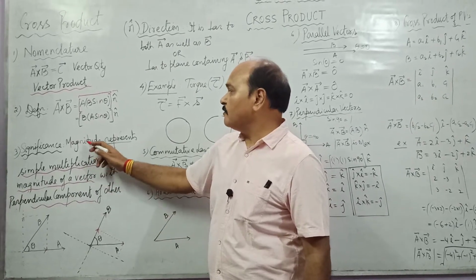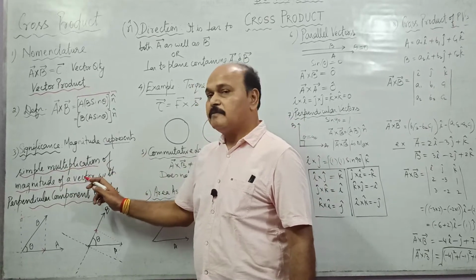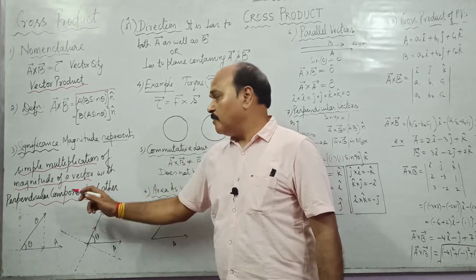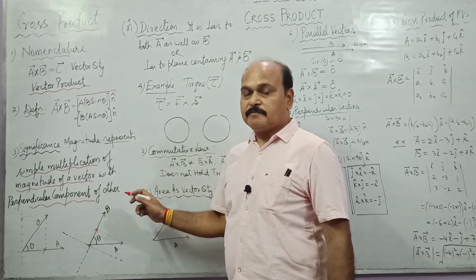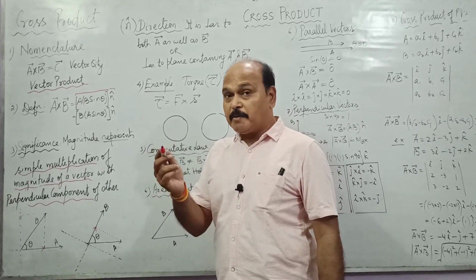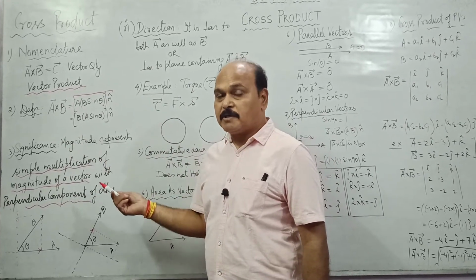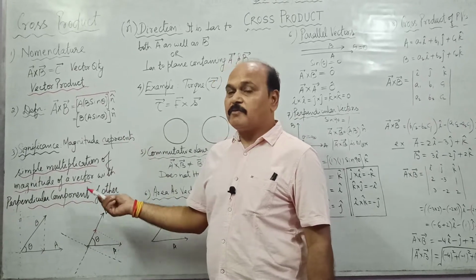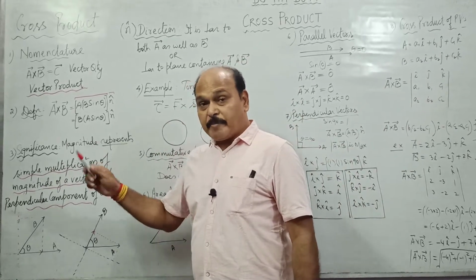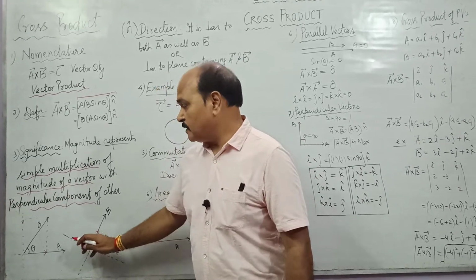Well, the magnitude of cross product of two vectors is simple multiplication of the magnitude of a vector with the perpendicular component of the other. We studied dot product. What was dot product? Dot product was simple multiplication of the magnitude of a vector with the parallel component of the other. This is cross product. Here the magnitude of cross product is simple multiplication of the magnitude of a vector with the perpendicular component of the other. Like this is vector A, this is vector B.